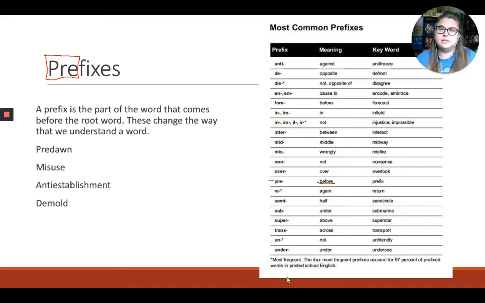So this is a list of common prefixes that we see. I'm going to attach a link to this list, that way you have it for future use.